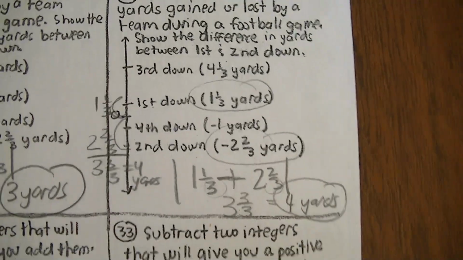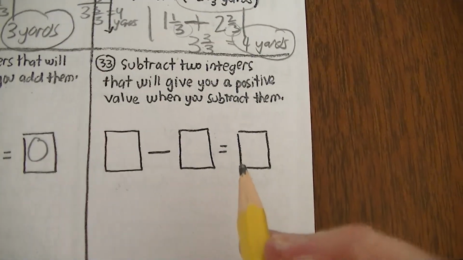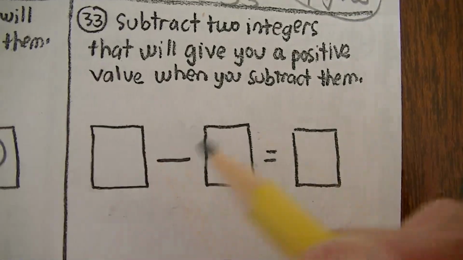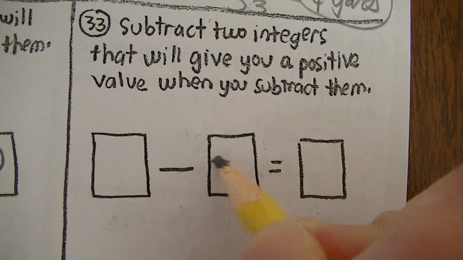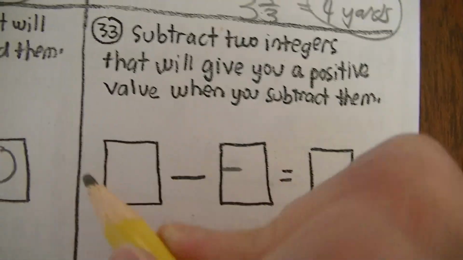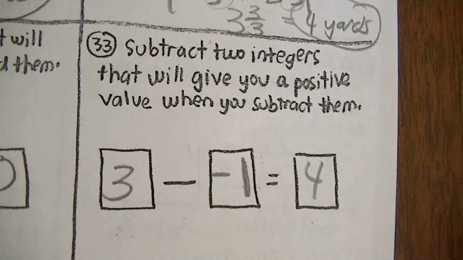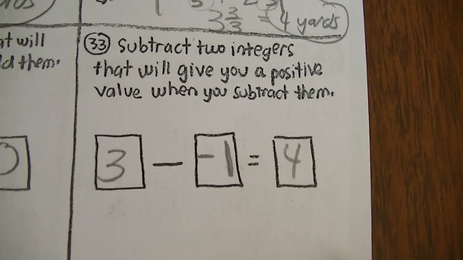Okay? Subtract two integers that will give you a positive value when you subtract them. So the one I think of is, I know when I'm subtracting a negative, it turns into a plus, so I can just make this up, like 3 minus a negative 1. Remember, that's plus, that gives me positive 4. Make up one on your own, though.